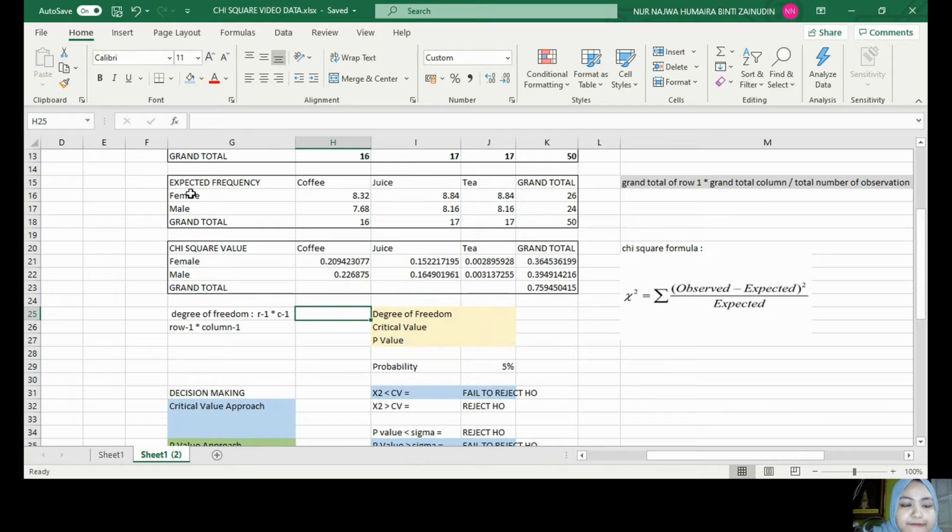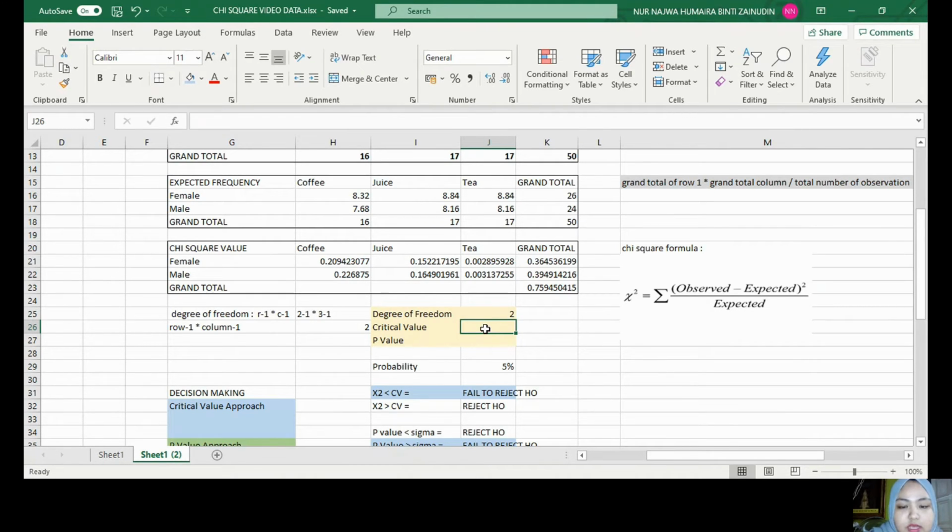For row, we have 2, which are female and male, 2 minus 1. Column, we have 3, coffee, juice, and tea, 3 minus 1. 1 multiply 2 equals 2.